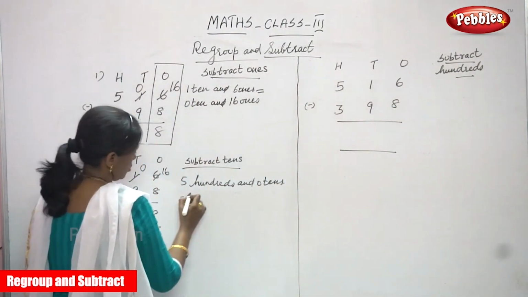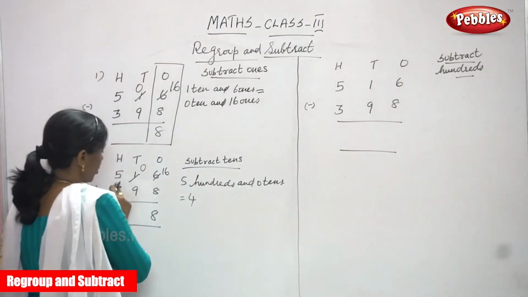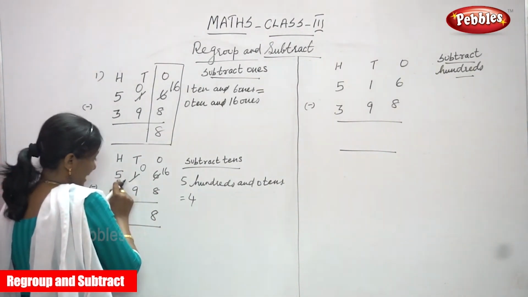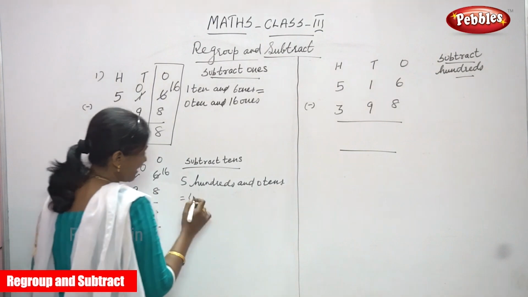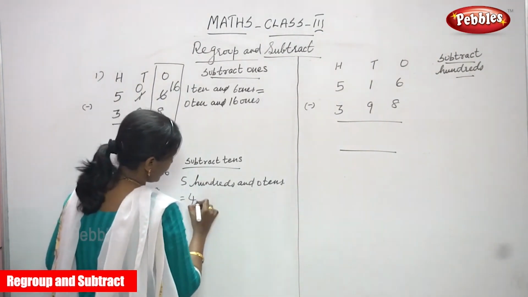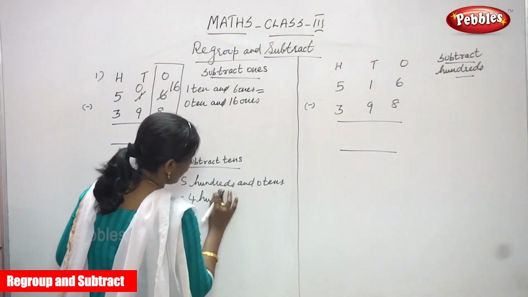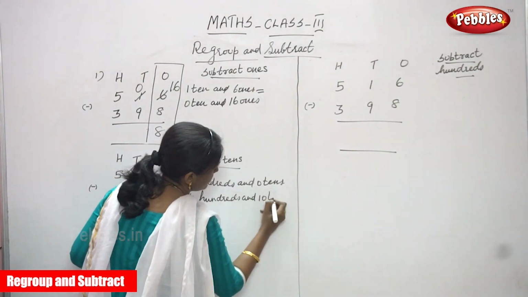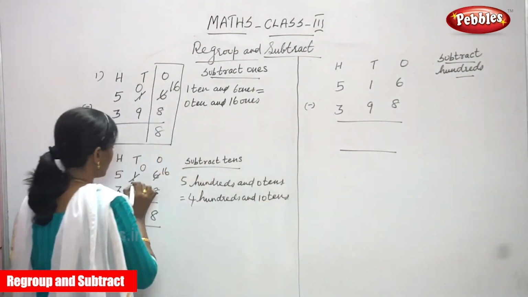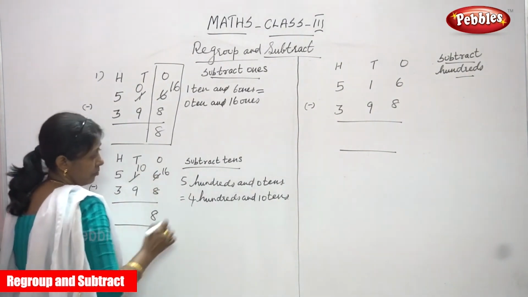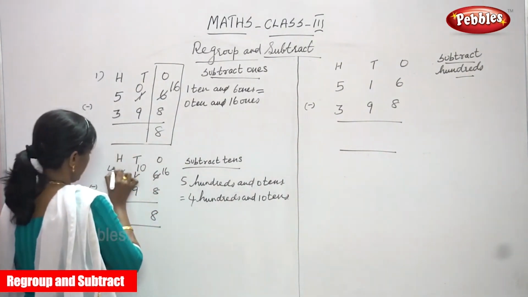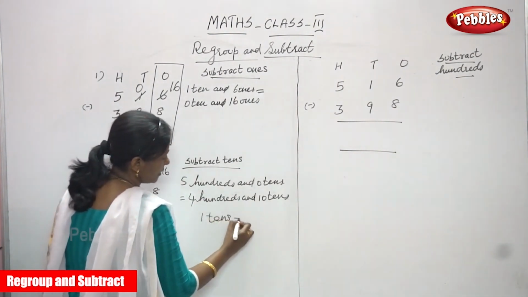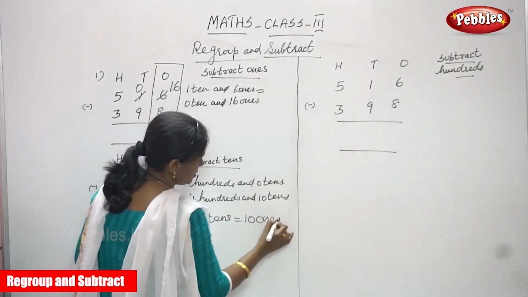Subtract from hundreds. So now I am borrowing from the hundreds place, from 5, I have to subtract 1. That means 1 hundred. So 5 minus 1 hundred, you get 4 hundreds. The 5 becomes 4, and 4 hundreds and 10 tens. So this 0 becomes 10. Okay, 400 and 10 tens. You know that I have already told you 1 ten is equal to 10 ones.